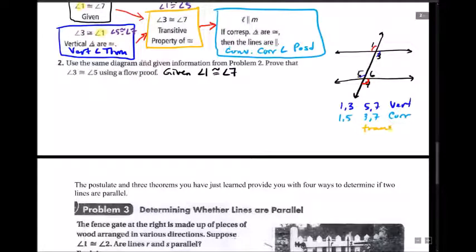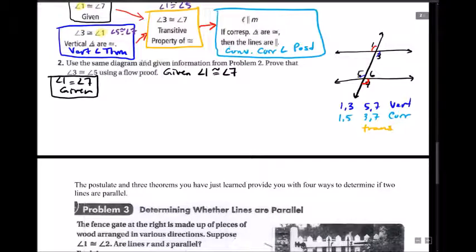I see some transitive property going on. So let's turn this into a proof. Step 1 is going to be that angle 1 is congruent to angle 7. That, of course, is just our given. Oh, it said to use a flow proof. We're supposed to use a flow proof. Okay, let's try this. So angle 1 is congruent to angle 7, and that's just given.